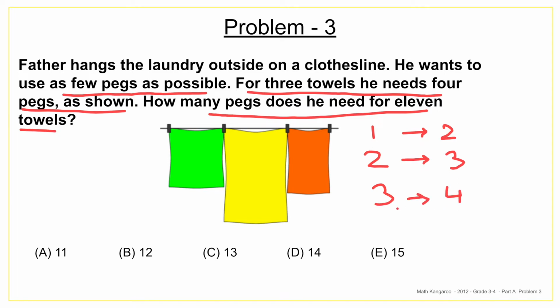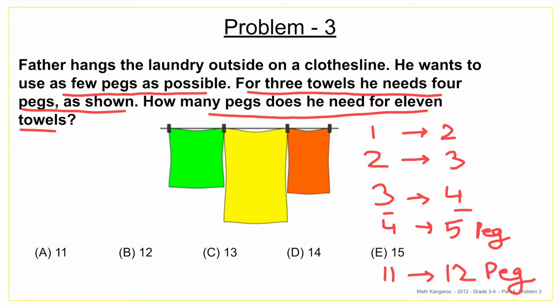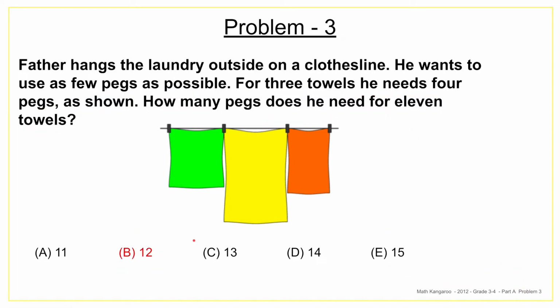Do you see a pattern in here? Every time we add a towel, we add 1 more bag. So if we have 4 towels, we would need 5 bags. So if we need 11 towels, we would need, yes, 12 bags. So our answer is option B, 12. Let's move to the next challenge.